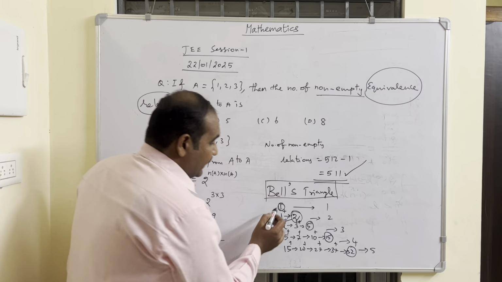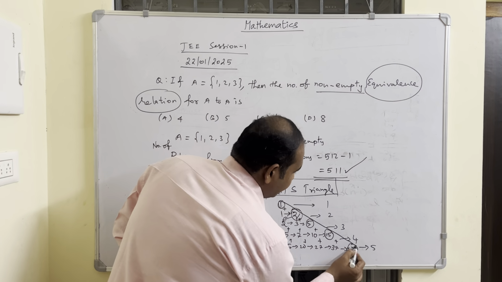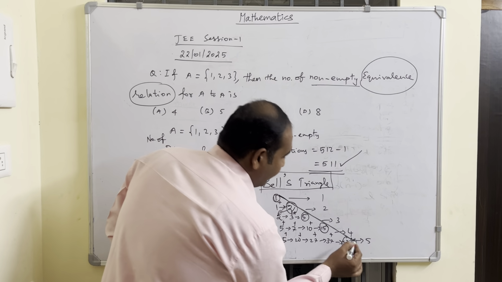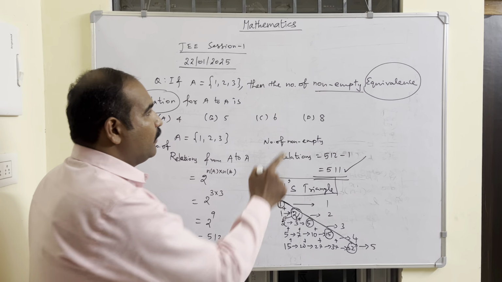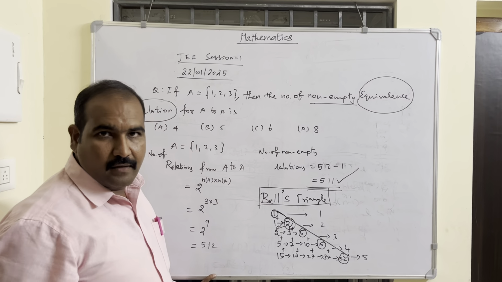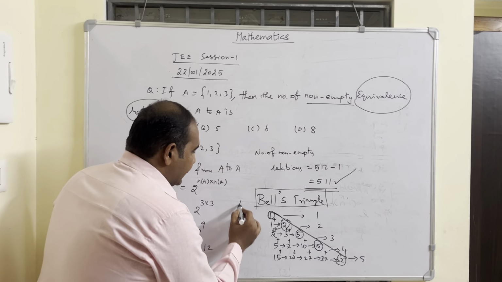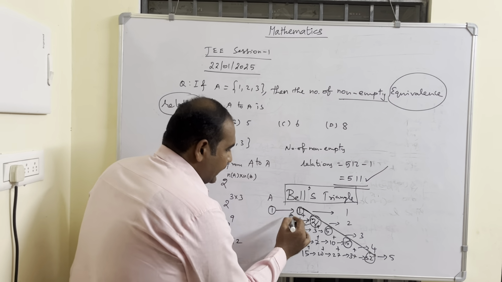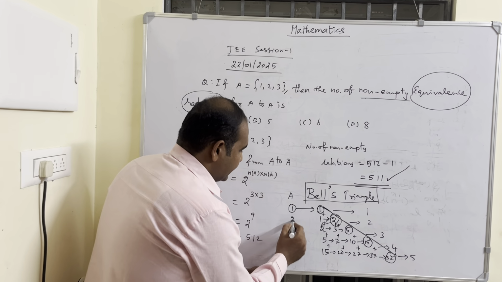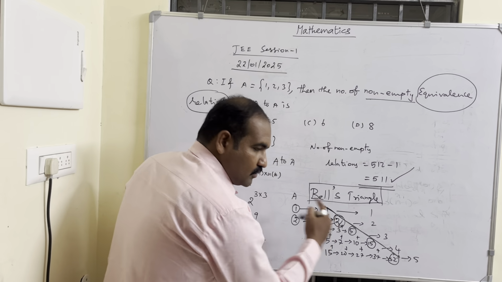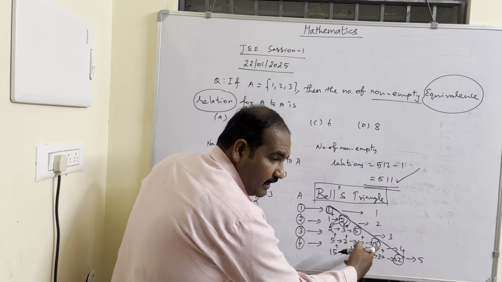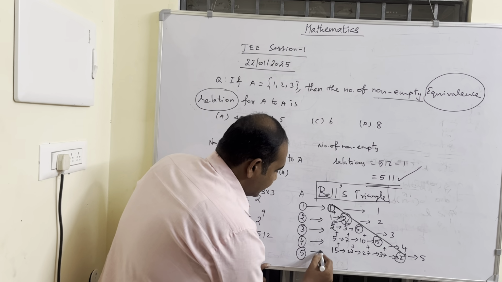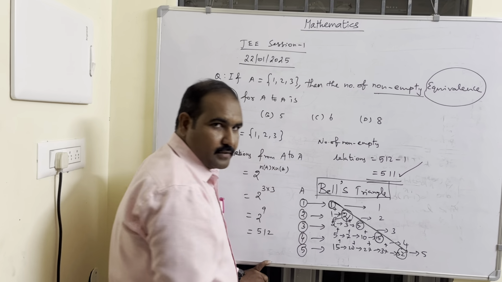In Bell's triangle, the last number in the row will give the number of equivalence relations. If the set has only one element, it has only one equivalence relation. If the set has 2 elements, it has 2 equivalence relations. If the set has 3 elements, it has 5 equivalence relations. If the set has 4 elements, it has 15 equivalence relations. If the set has 5 elements, it has 52 equivalence relations.